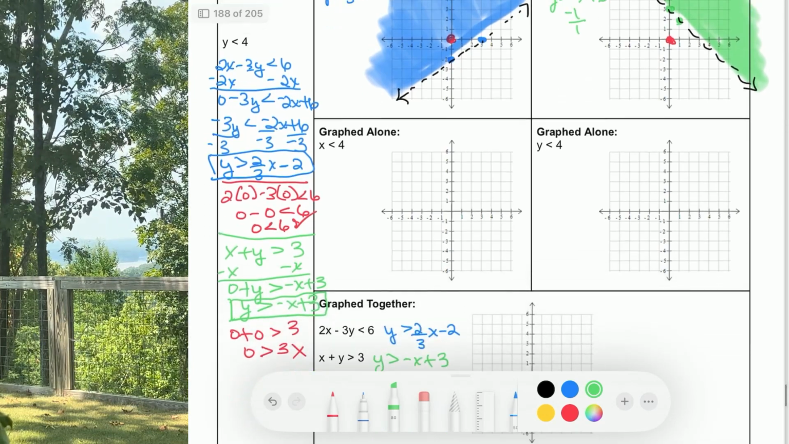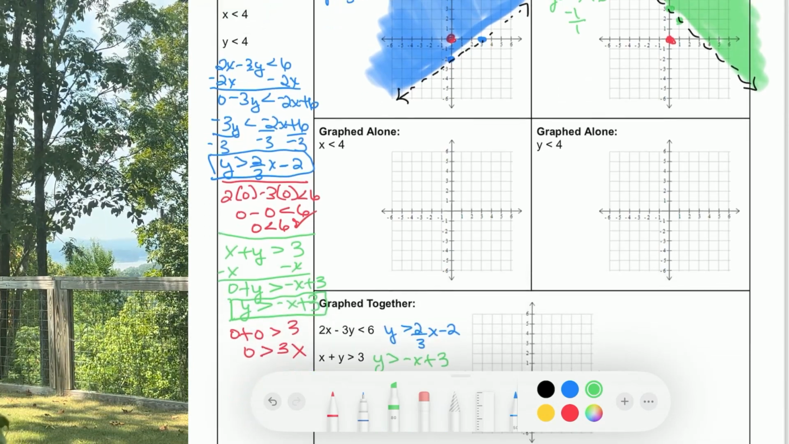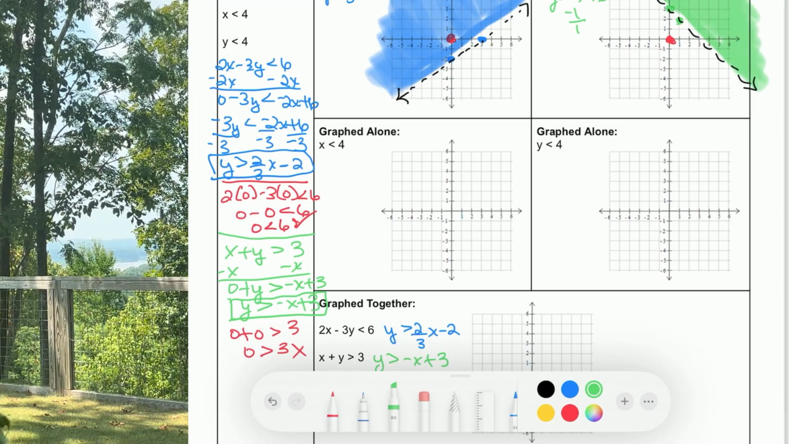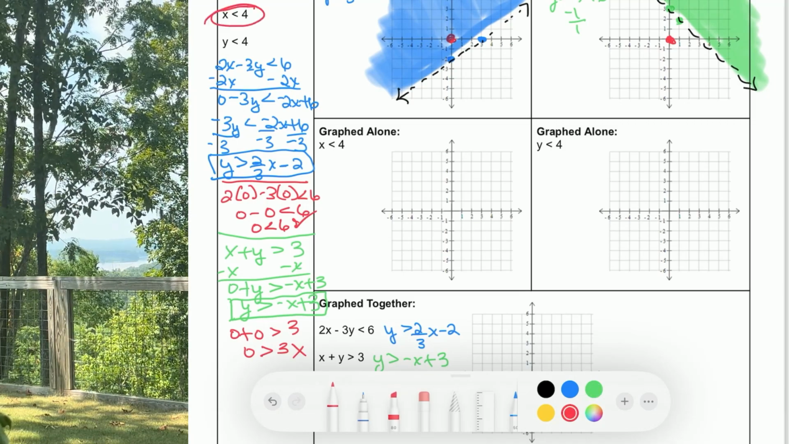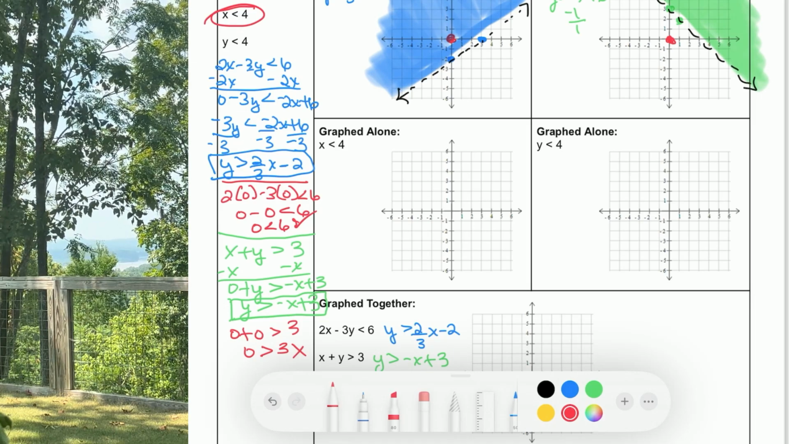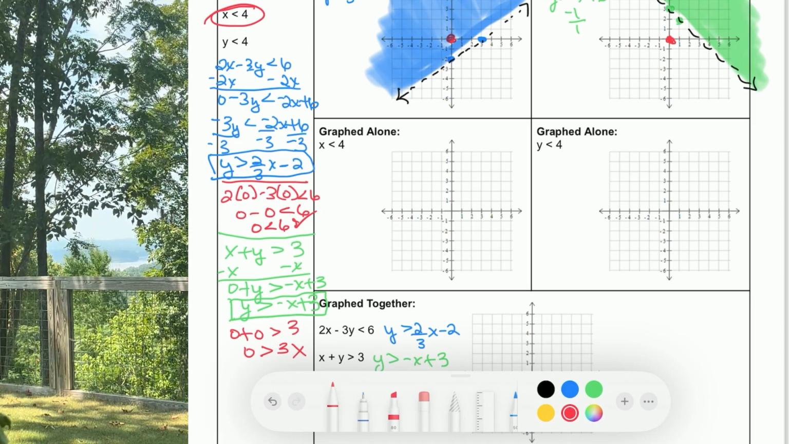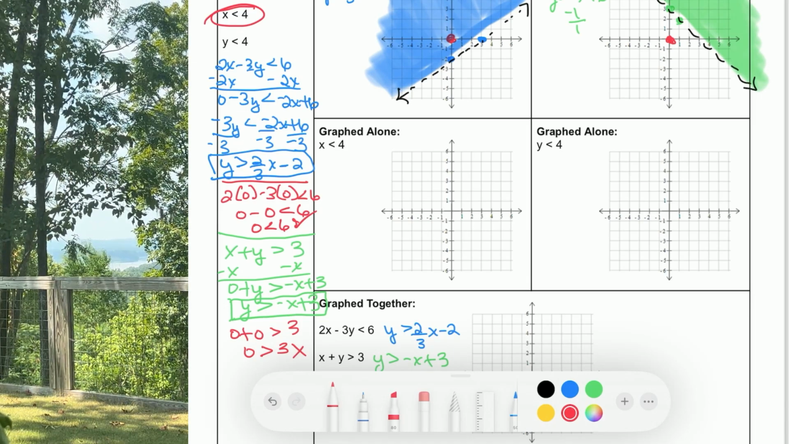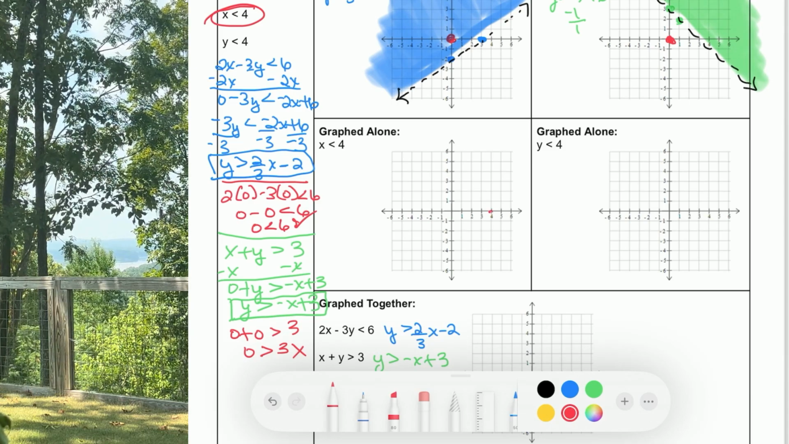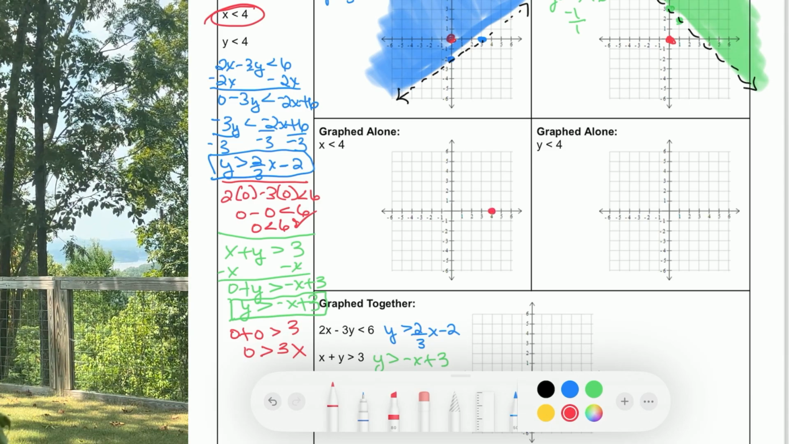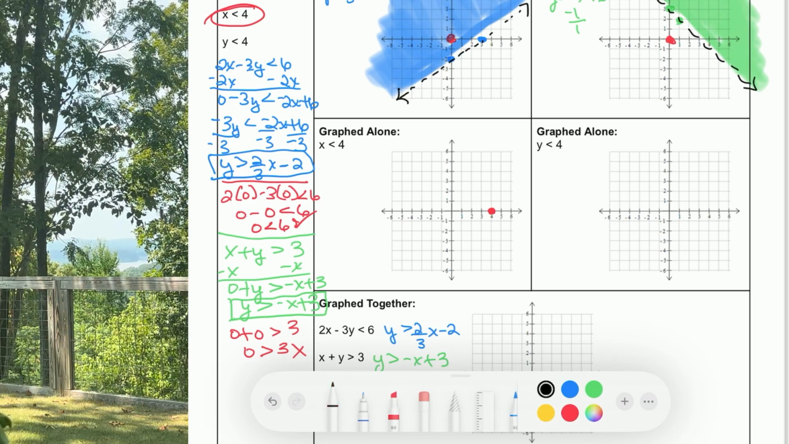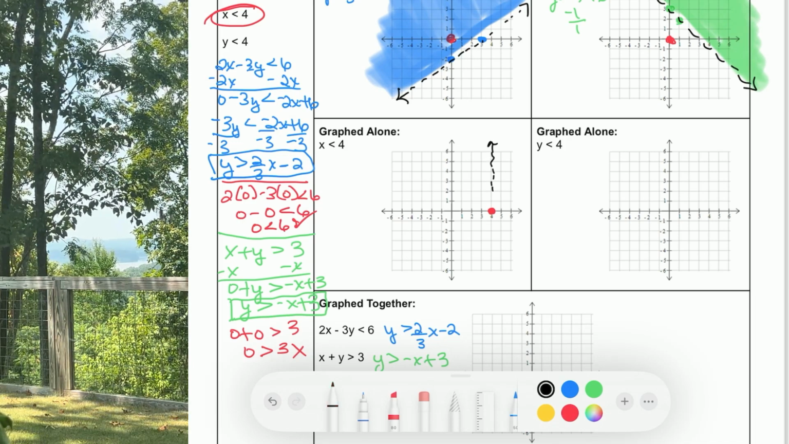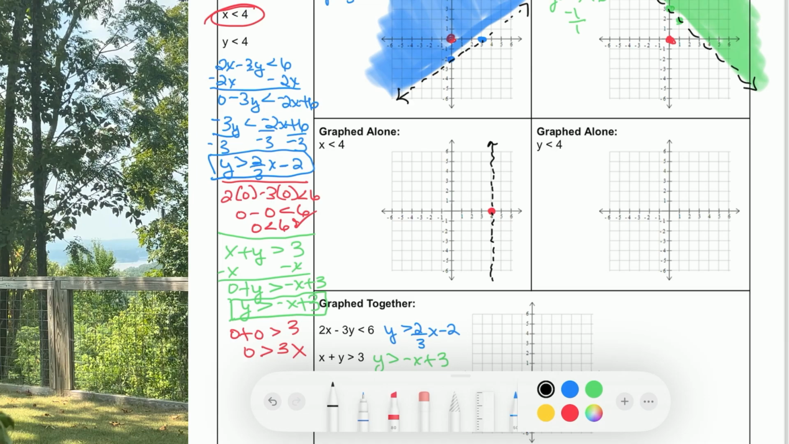All right, let's talk about the next two. We have x is less than 4 right here. This is going to be either a horizontal or vertical line because there's only the x there. The x must be less than 4. It's going to cross our x-axis right here. So I know I have a vertical line. It's going to be dotted since it doesn't have the or equal to. So let me draw a dotted line here.